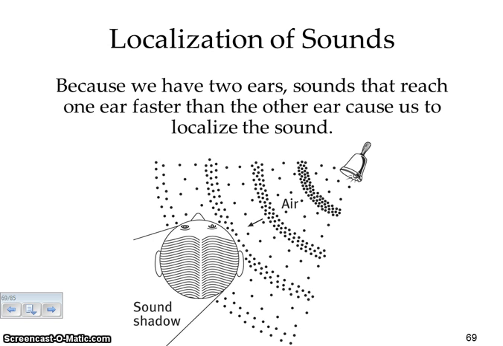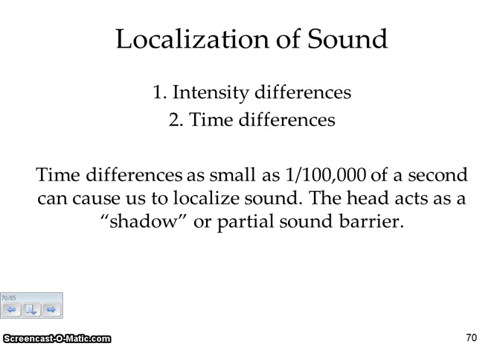So, localization of sound. Because we have two ears, we can actually locate sound and where it's coming from very quickly. Sound that reaches one ear faster than the other ear causes us to locate the sound. So for localization of sound, there are intensity differences and there are time differences. So that's what I want you to know here.